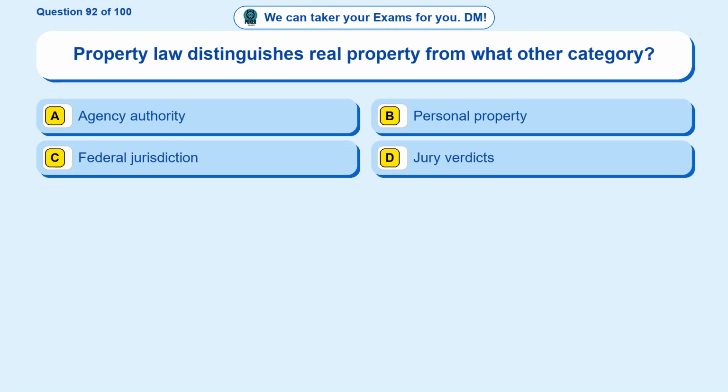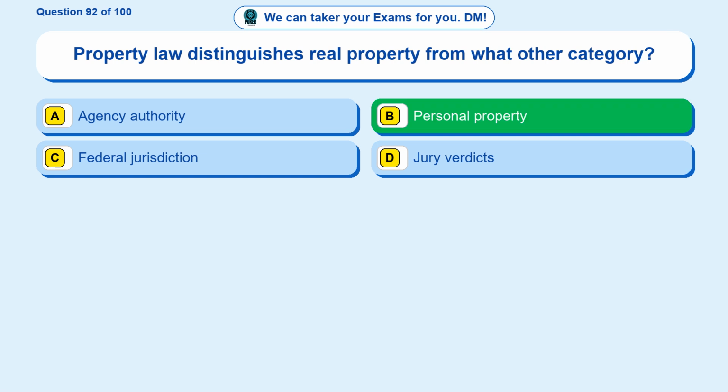Question 92. Property law distinguishes real property from what other category? Option A, agency authority. Option B, personal property. Option C, federal jurisdiction. Option D, jury verdicts. The correct answer is option B.